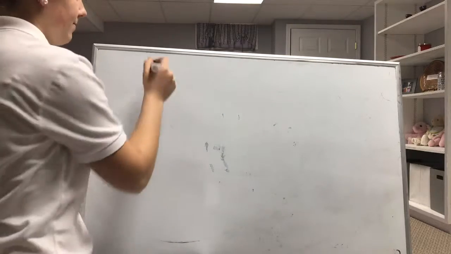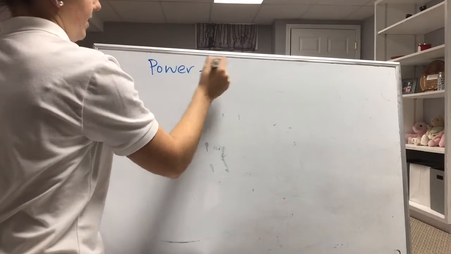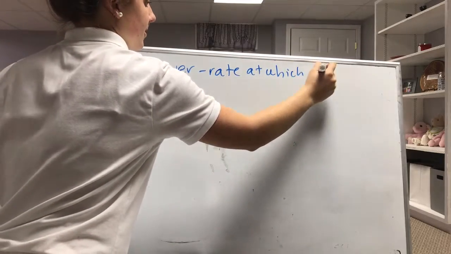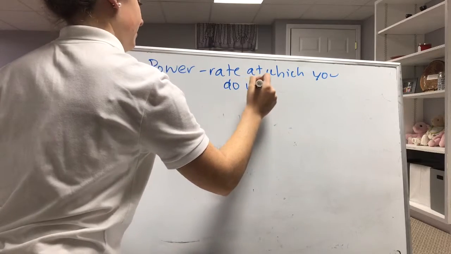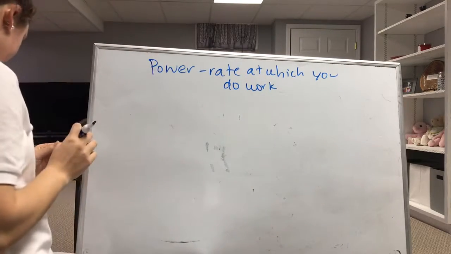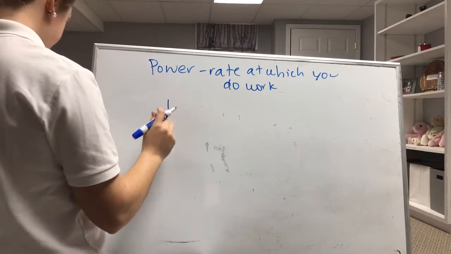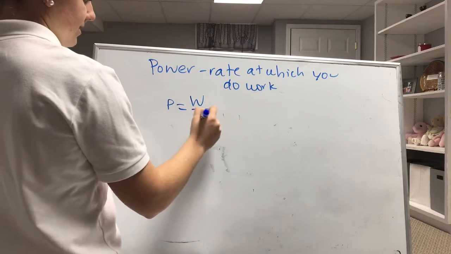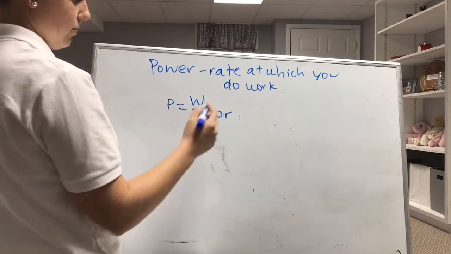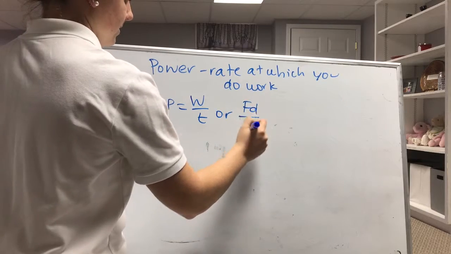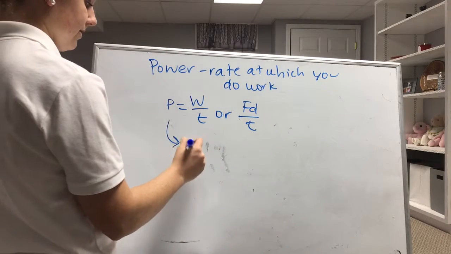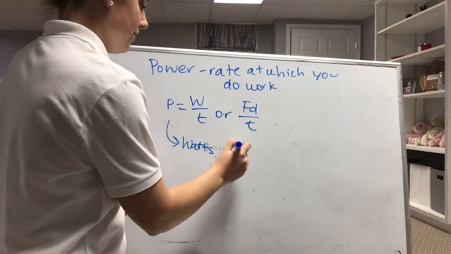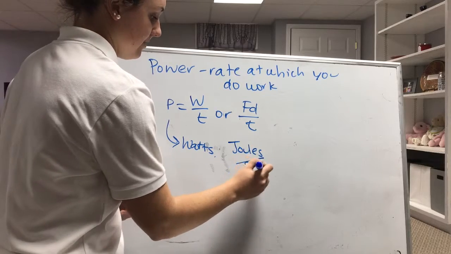Next, let's look at power. Power, by definition, is the rate at which you do work. Power is equal to work divided by time, or since we know work is equal to force times displacement, force times displacement divided by time. Power is measured in watts, as it is joules over seconds.